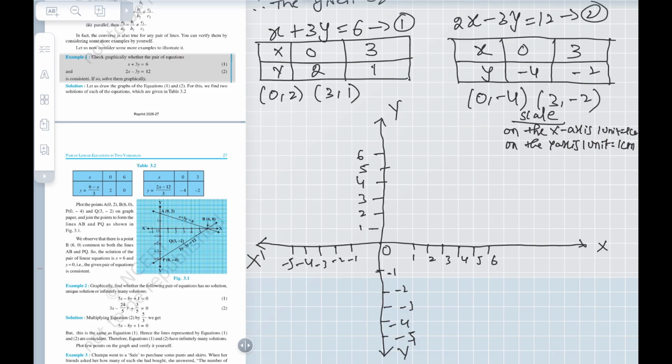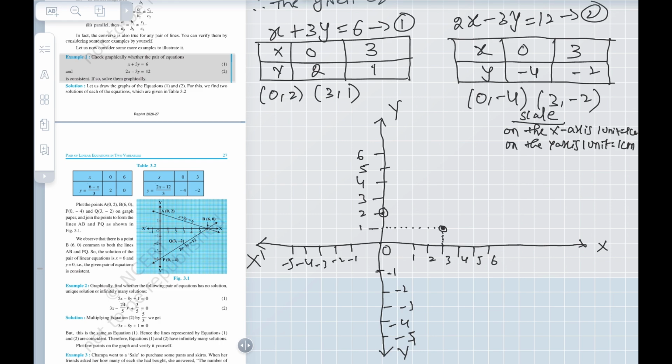0 comma 2, x value 0, y value 2. X value is completely 0 and only the y value you are having. So on the y-axis, at positive 2, you will get 1 point. Please highlight this. And next point is 3 comma 1. So where is the 3? X value 3 and y value 1. Where are these both intersecting? These two will intersect here. Okay, please highlight this.